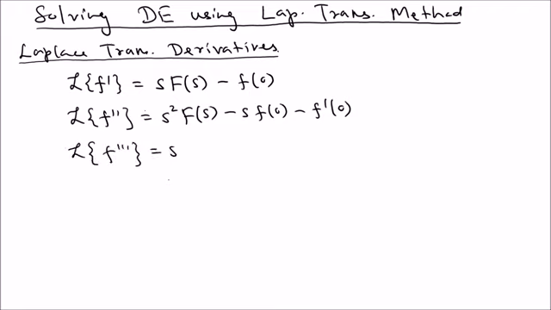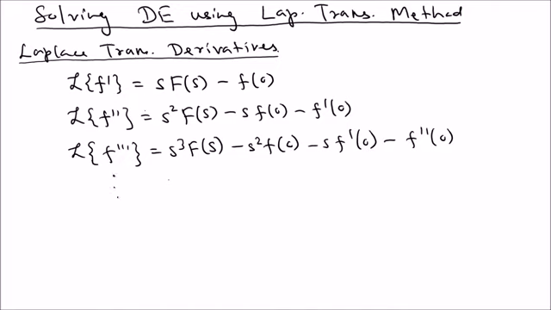Which is s cubed F(s) minus, the power of s goes down, so that means s squared f(0), and then s f prime(0) minus f double prime(0). So you can see all the terms after the first term are negative. So that's something you can remember. Okay, these terms are negative, and then you can continue like that.